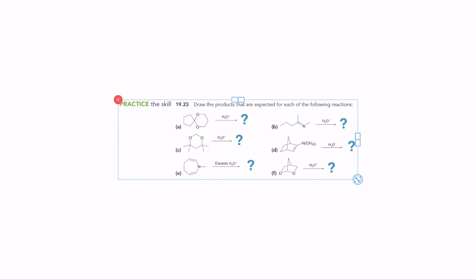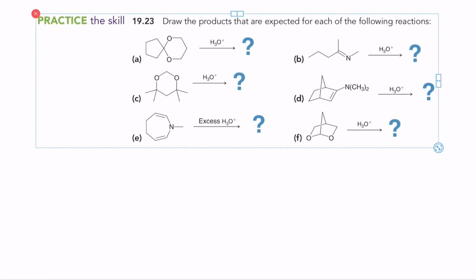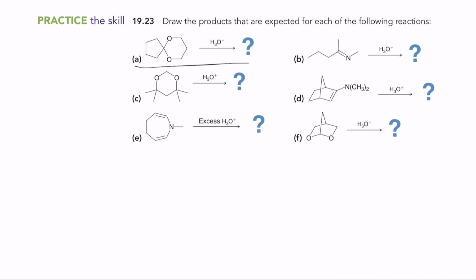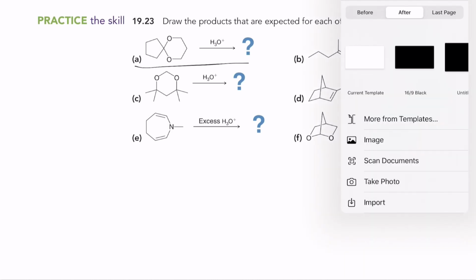So let me give you some examples so that you can try them on your own. Pause the video right here and try to solve this problem. Let me do the first one because it's a cyclic compound, so that you can do the rest on your own. What do you have here in the first one? You have a cyclic acetal. So for a cyclic acetal, what would be the product that you expect here?